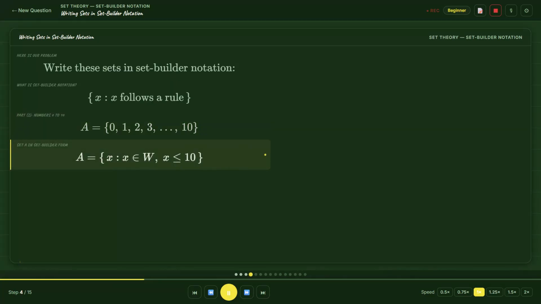Here is set A in set builder notation. We write X such that X belongs to W, which means whole numbers, and X is less than or equal to 10. This rule picks exactly the numbers 0 through 10.